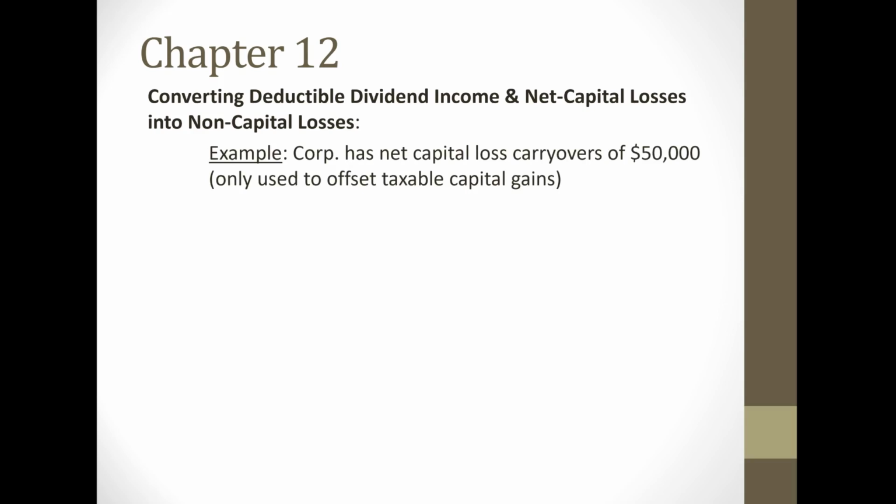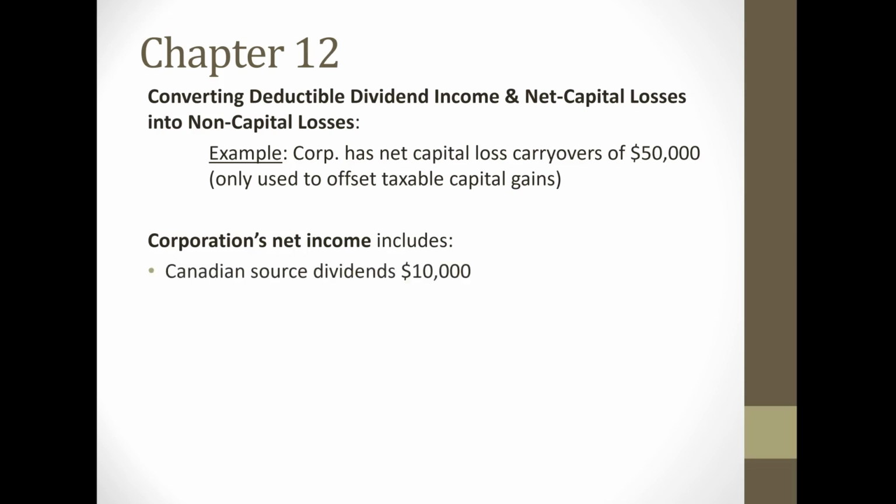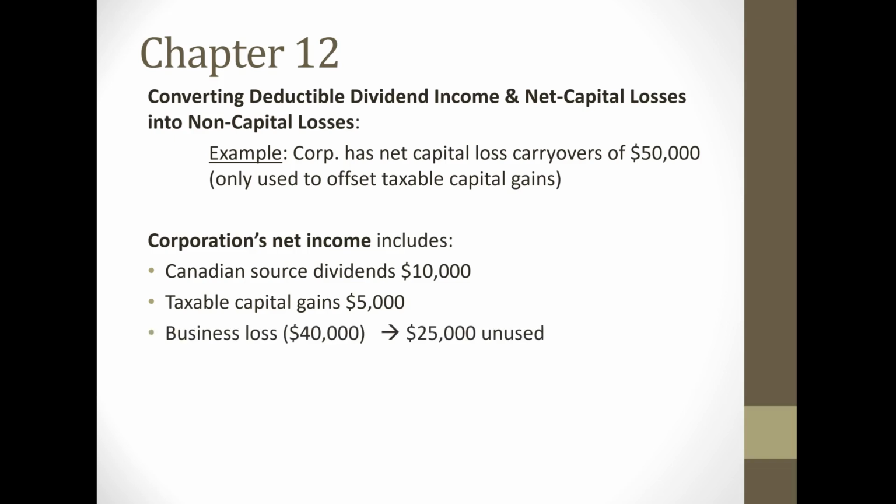This corporation has a net capital loss carryover balance of $50,000. They can only use that against taxable capital gains. Let's say in the current year, they calculate their net income for tax purposes, and that includes $5,000 of Canadian source dividends, taxable capital gains of $5,000. So currently, their net income for tax purposes is $15,000, but the company also has a business loss of $40,000.